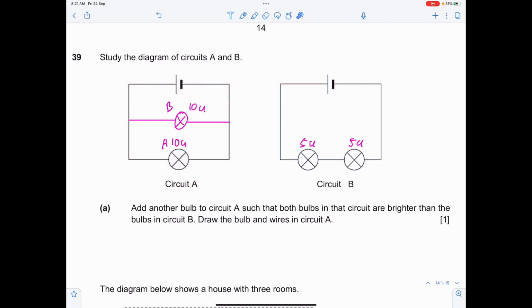So that is another positive consequence of putting your bulbs in a parallel arrangement. And make sure you say bulbs in parallel arrangement, because it's the bulbs that are parallel to each other. Okay, can you see? I'm sure you all learned this in math, right?